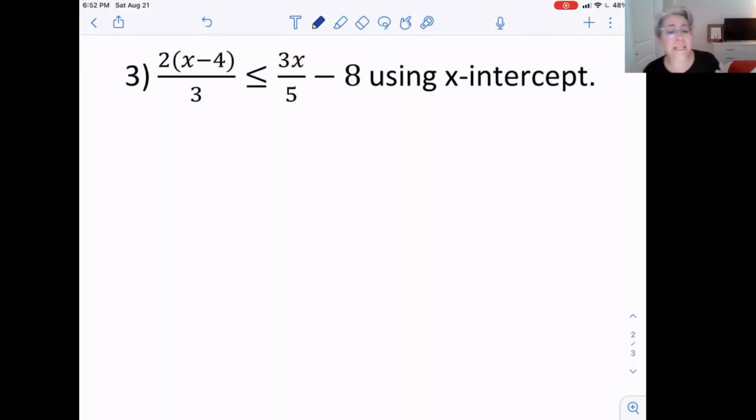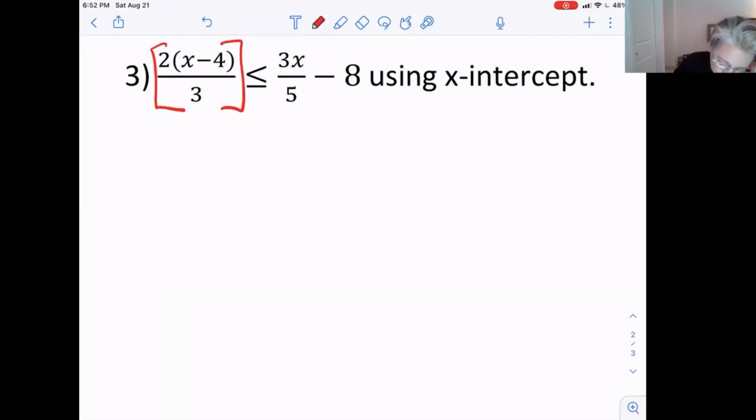Now, example 3 kind of has the same idea, but now we're using the x-intercept. Remember, the x-intercept means that the y is 0. So we need to get everything over to the left-hand side or right-hand side and let that function have an inequality set to 0. I would get rid of the fractions first. Let's multiply both sides by the LCD of 15.